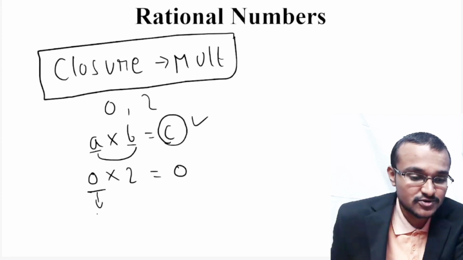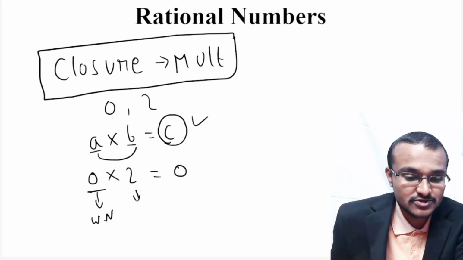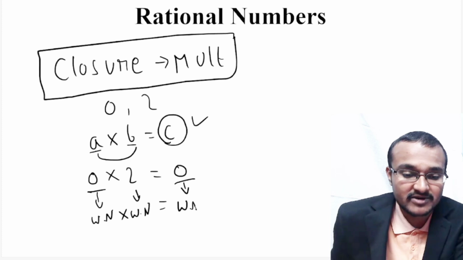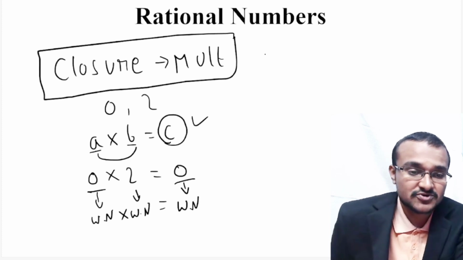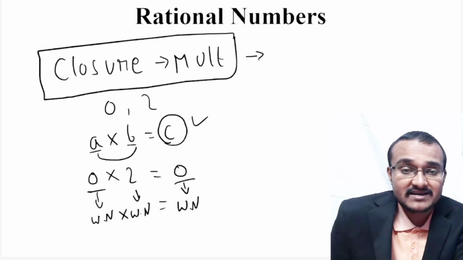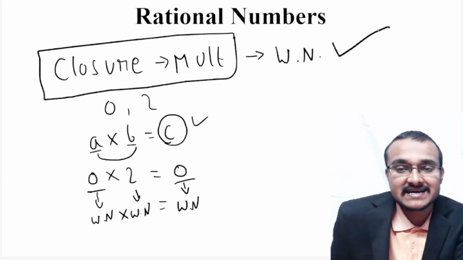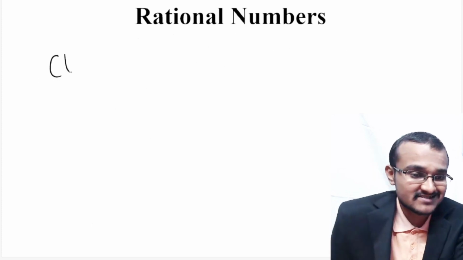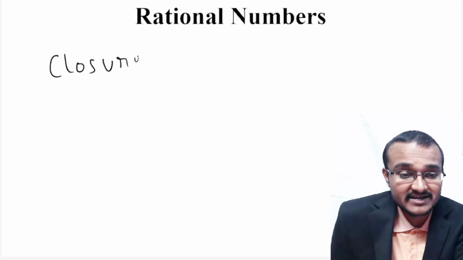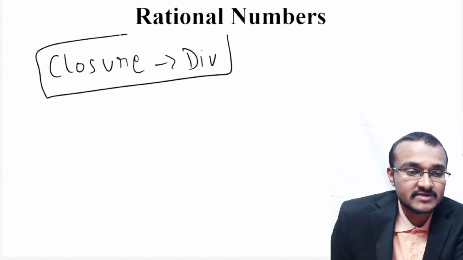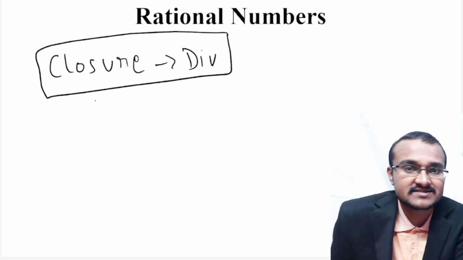So here 0 is also a whole number and 2 is also a whole number. So when you actually multiply these two whole numbers, you are again getting a whole number because 0 is also a whole number. So here closure property under multiplication for whole numbers is actually satisfied. So now let us discuss closure property under division for the same whole numbers. So closure property under division.